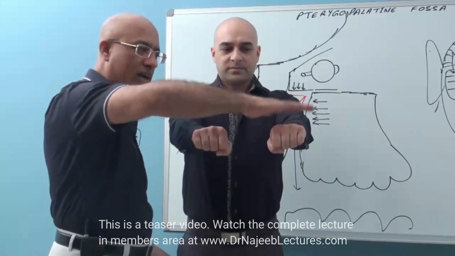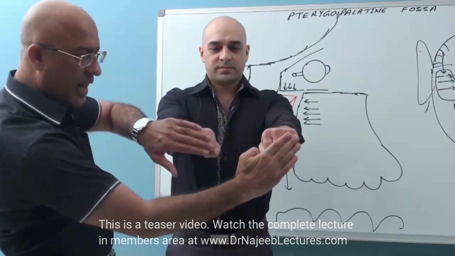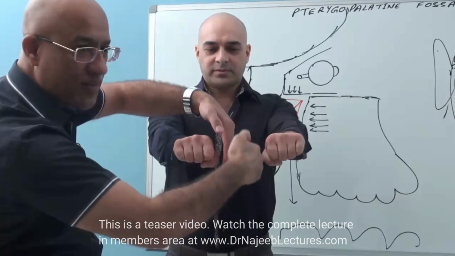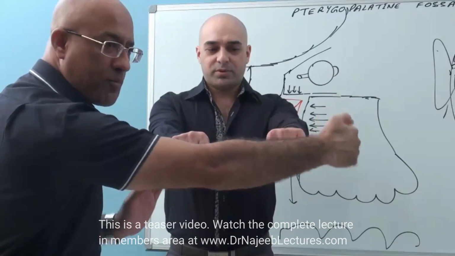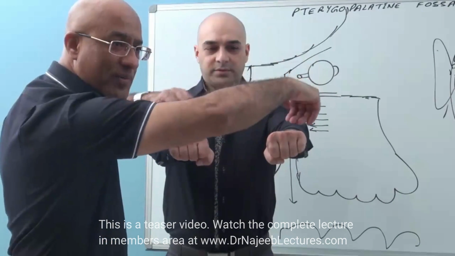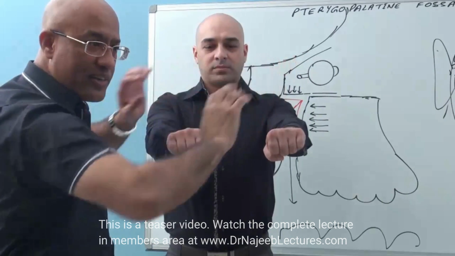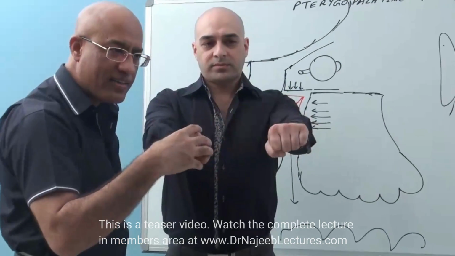At the top, what is this? Orbit. Right? In front, maxilla. These two are maxilla. At the top there is the orbit. Inside, nasal cavity. Very good. Outside, infratemporal fossa. And behind, above, middle cranial fossa. Is that right? Now we'll talk about the bones which are present in this relationship.